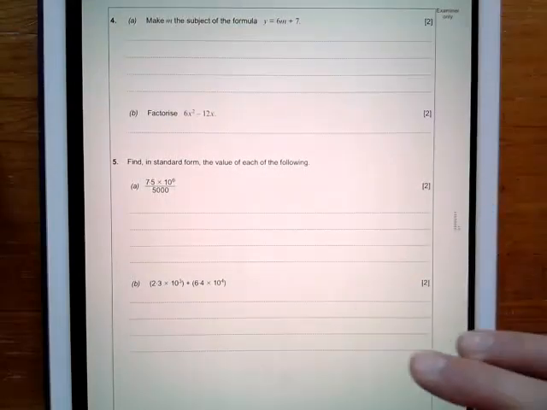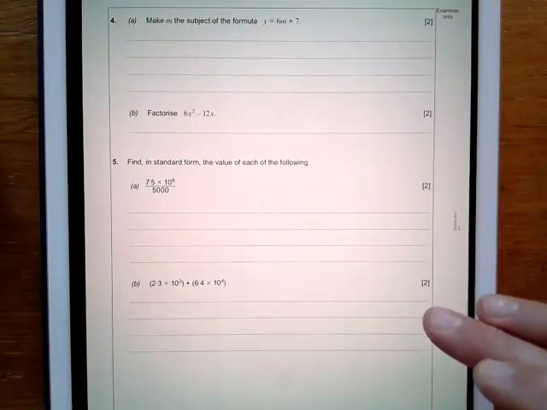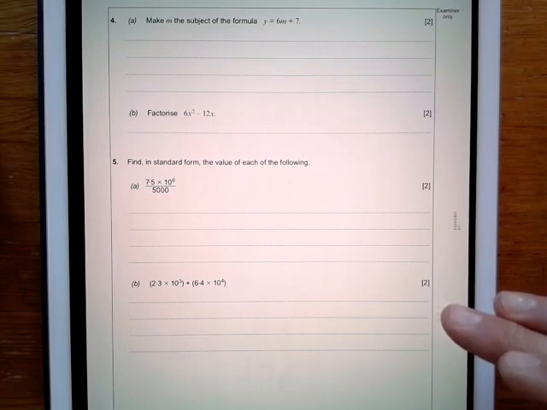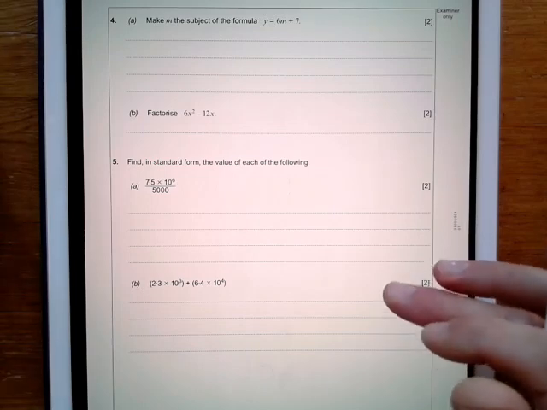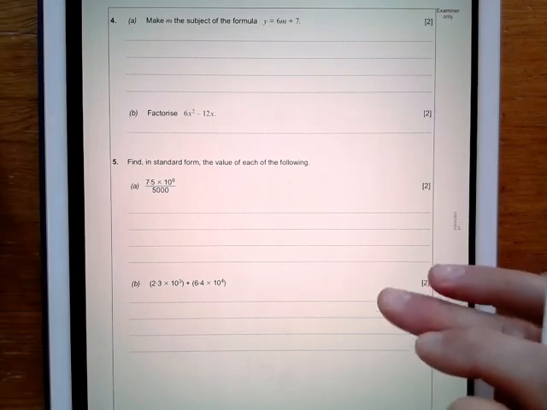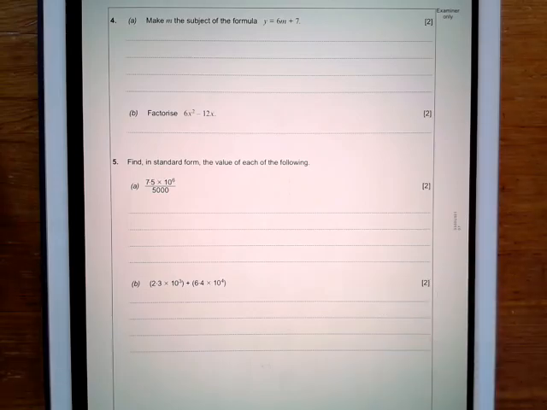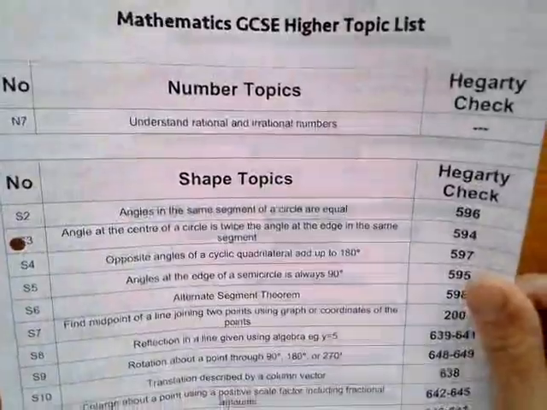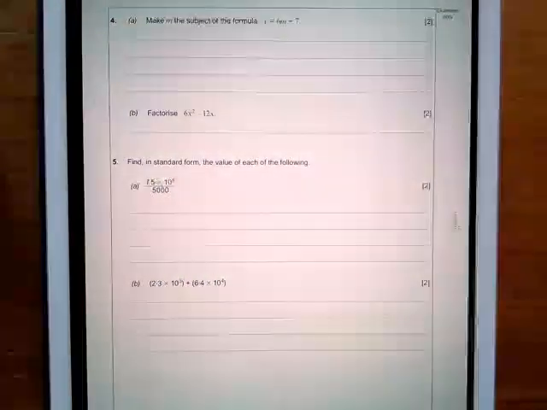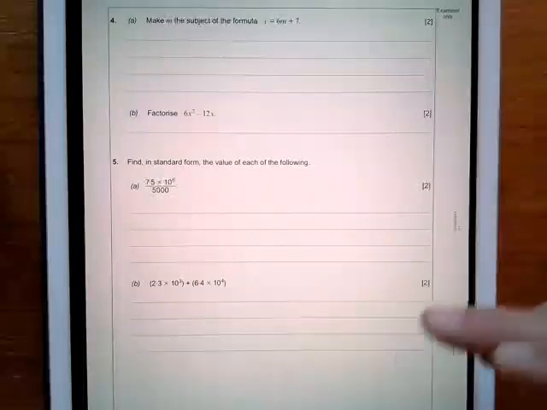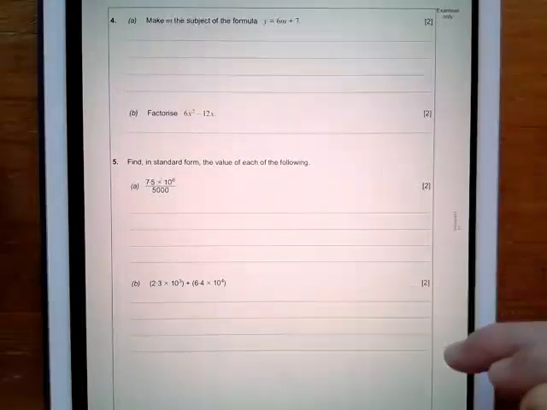Standard form, again, if you're struggling with standard form, find a Hegarty video on it. Standard form is a topic that was on numeracy, so it won't actually be on this list here. There's hardly any number topics on this list here because this is just maths only. But if you look at our numeracy topic list, you'll see the standard form questions there.